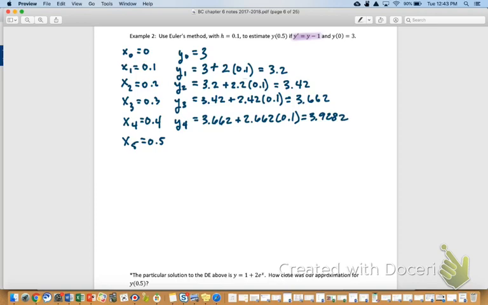Okay, so if you've done all these, you can do the fifth one and get to your final value, the one we're actually looking for. So this would be 3.9282 plus 2.9282 times 0.1. And again, please, if you could do the arithmetic there, that would be helpful. Hopefully a good final answer.